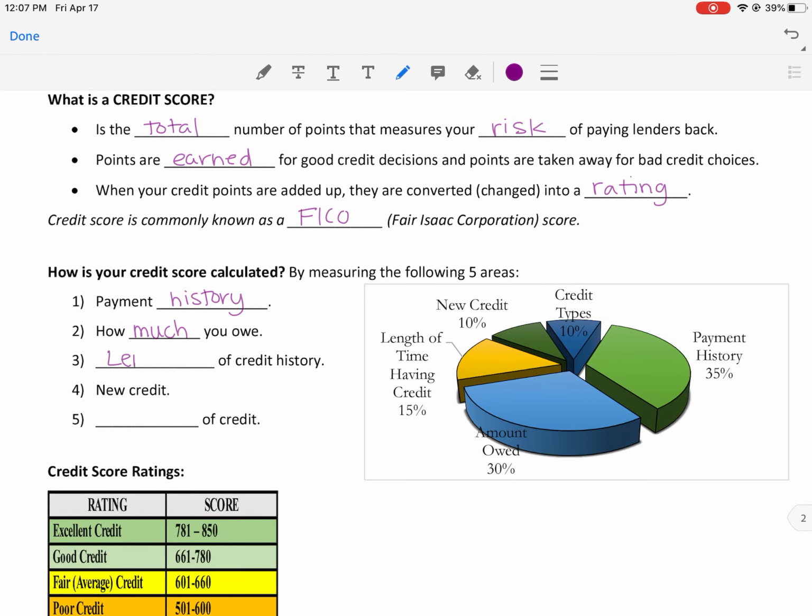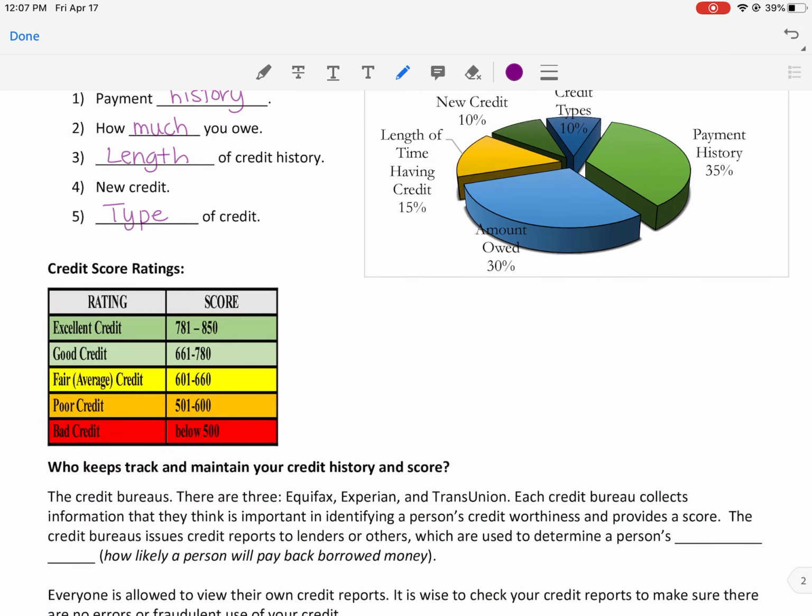The next one is the length of your credit history. So how long maybe you've had a credit card or a loan, etc. Number 4 is new credit. So every time you apply for credit, whether that be a credit card or a loan, they're going to do an inquiry and that will affect things. And the last one is the type of credit. So maybe you've got like a student loan. Maybe you've got like a house mortgage, right? Maybe you have a credit card. All of those are going to be different types of credit.